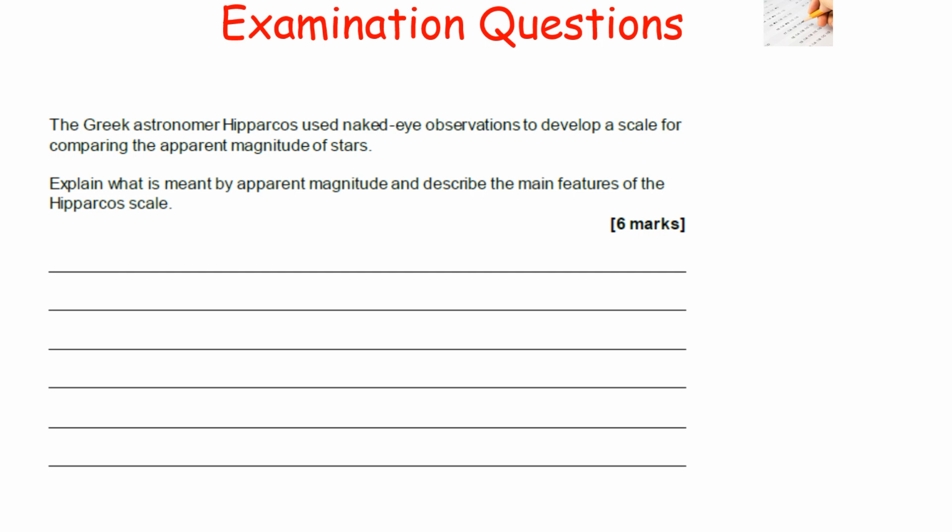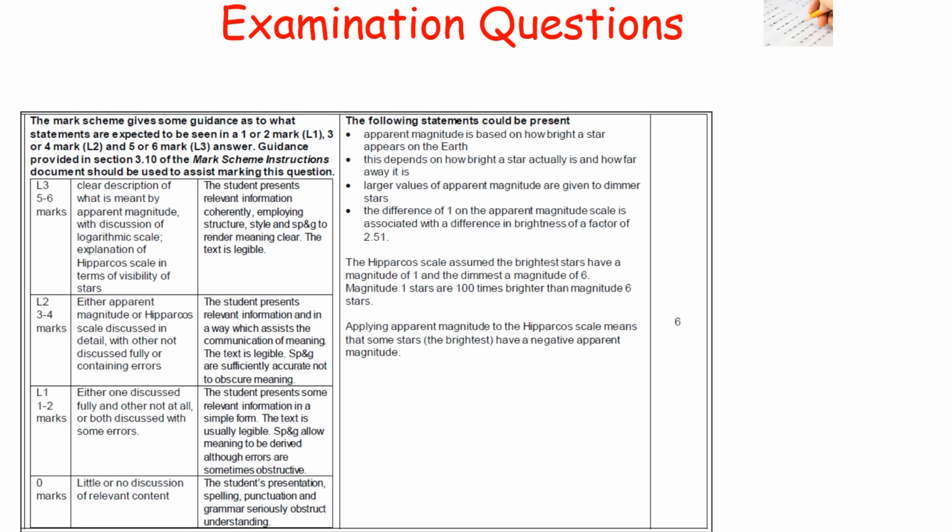Right, so it's very important you can describe the Hipparchus scale and link it into apparent magnitude. So what should we be aware of? Firstly, apparent magnitude is based on how bright a star appears on the Earth. So remember that definition. Apparent magnitude is how bright a star is from the Earth, from that position of us. Now, it does depend on two things. Firstly, the absolute magnitude, which is how bright the star actually is, and how far away it is from the Earth.